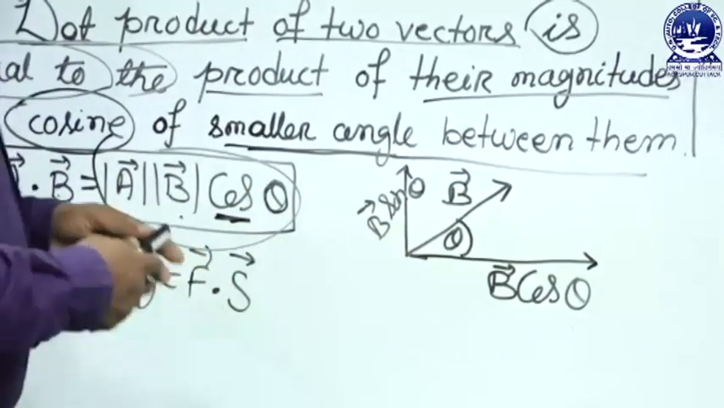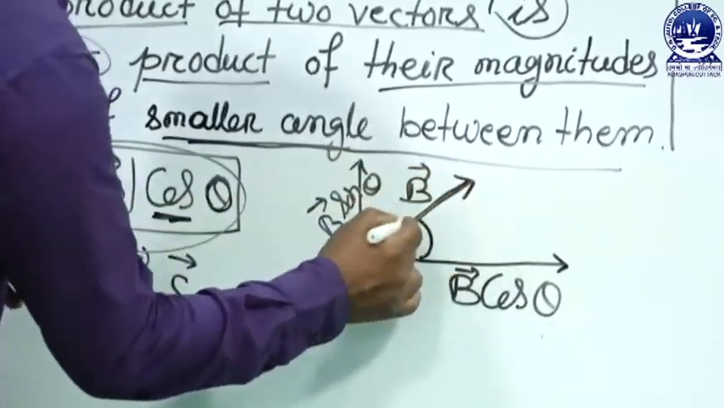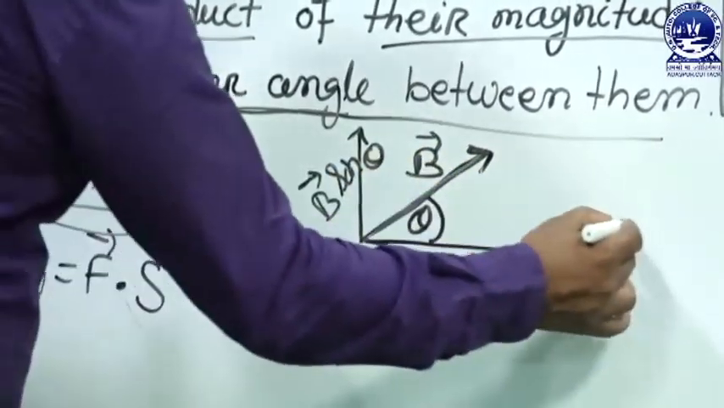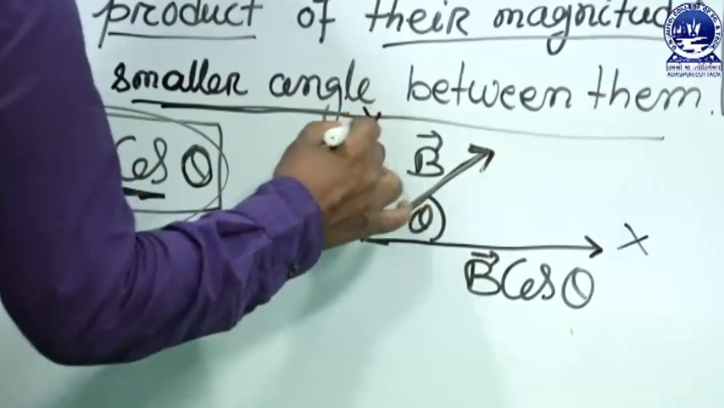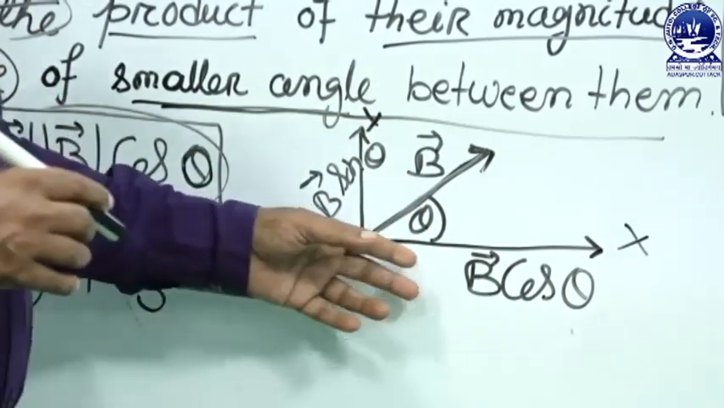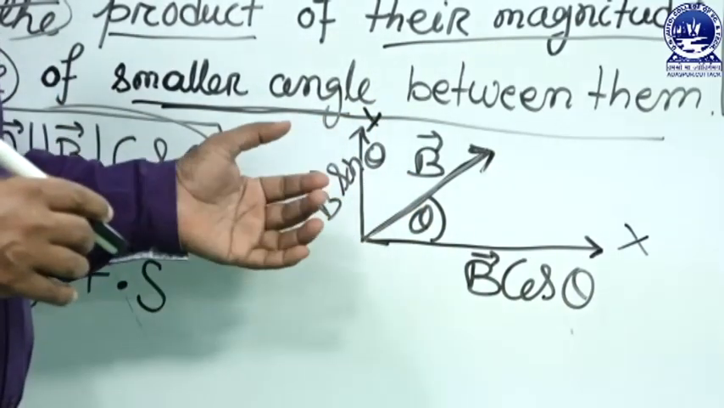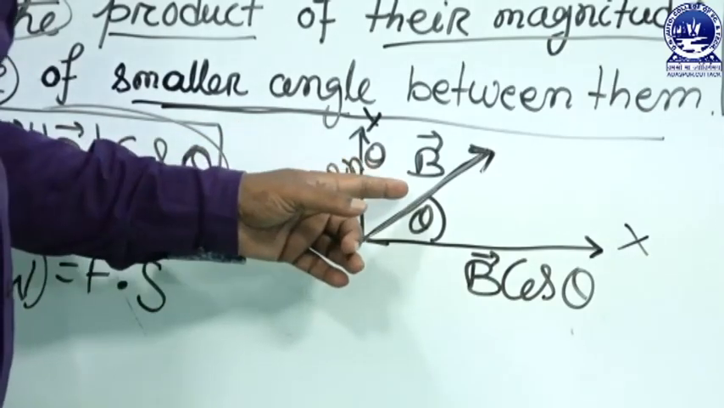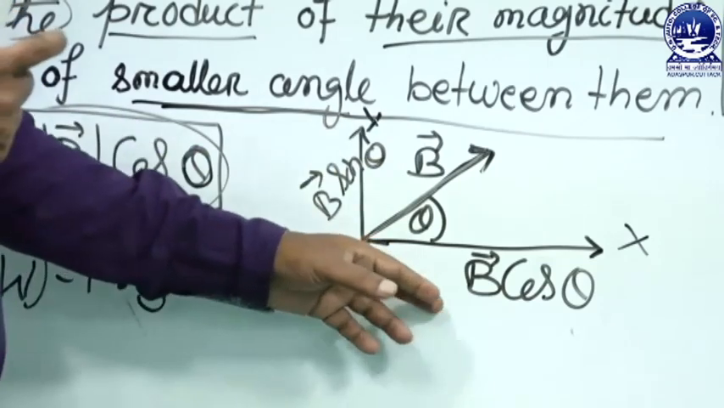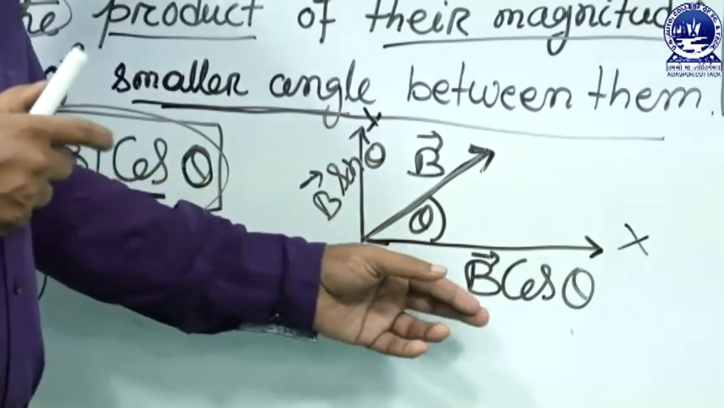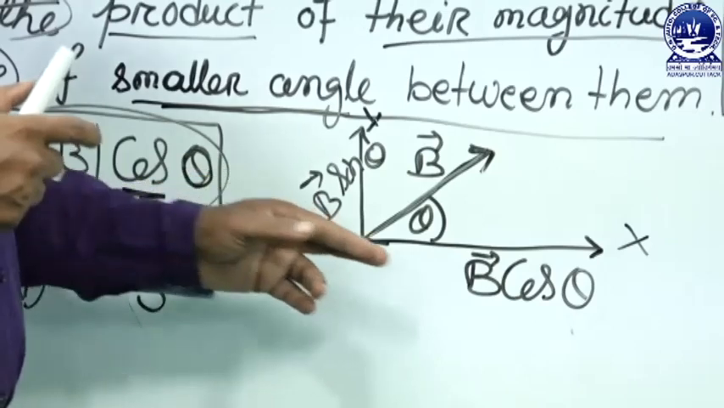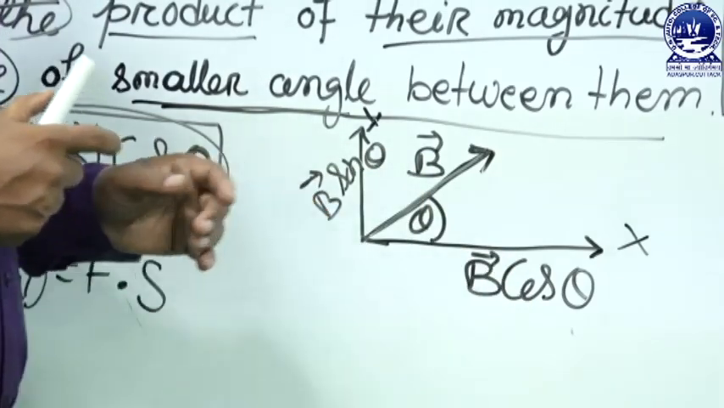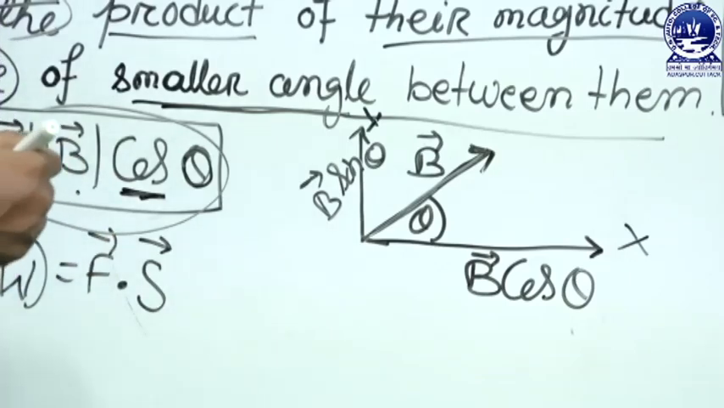Suppose here the vector A, here the vector B, and suppose this is the x axis and this is the y axis. The x axis and y axis are rectangular, or the angle between them is 90 degrees. The vector B has two rectangular components: one is B cos theta, another is B sin theta.